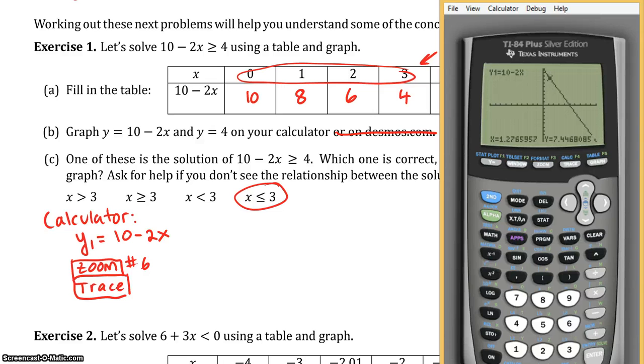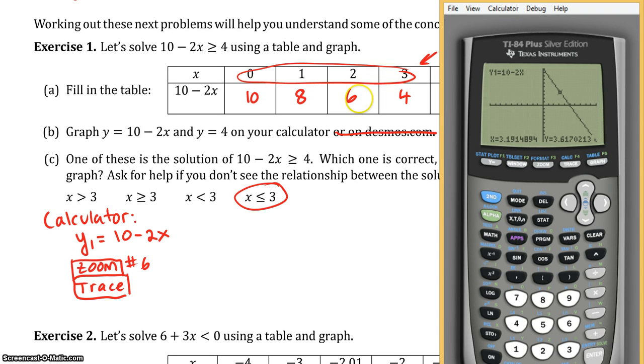That's the expression 10 minus 2x. You notice when x is, right now x is 2, x is going to be 3 in a second. Right when it hits over 3, y is smaller than 4.